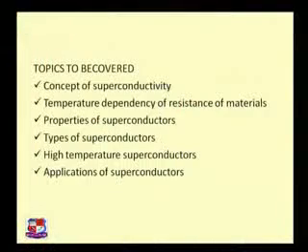The things we have discussed up till now were the concept of superconductivity, the temperature dependency of resistance of material, then properties of superconductors. There are several properties, which we divided into mechanical properties and electrical properties, if you remember. Then types of superconductors: type 1, type 2, soft superconductor and hard superconductor. Then we talked about high temperature superconductors, that is, superconductivity at higher temperature, at about 78 Kelvin.